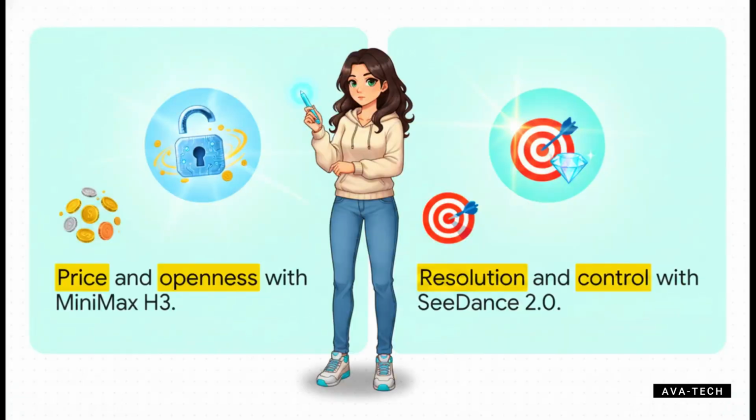So the big takeaway here is that this isn't just a basic spec war. It's a philosophical choice about how you work. Are you going to prioritize price and openness, taking advantage of the incredible value and native audio of MiniMax H3? I mean, that makes a ton of sense for indie creators, rapid prototyping, or your daily social media grind. Or do your professional projects strictly demand maximum resolution and ultimate control, pushing you towards SeeDance 2? If you're an agency delivering broadcast-ready assets, those extra pixels are probably worth every single penny.